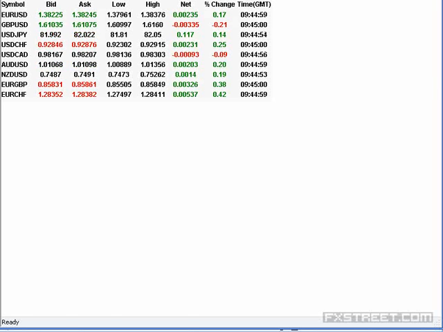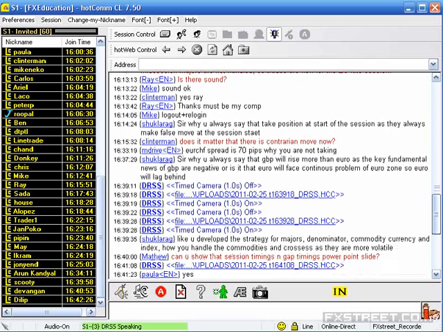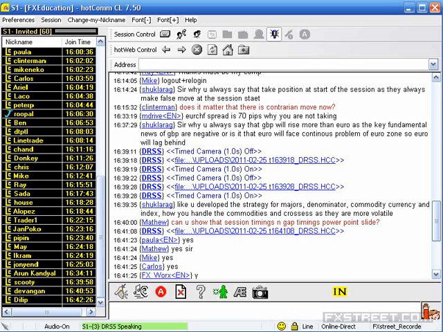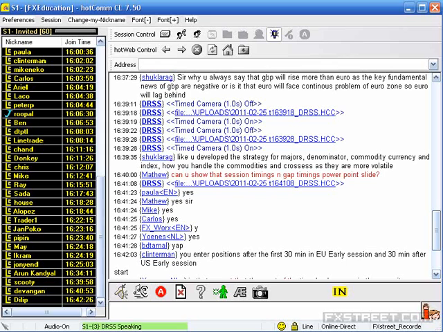Then Shukla, you developed a strategy for majors, denominator, and commodity currency index. How do you handle the commodities and crosses? Probably I'll take another webinar and explain how to handle the crosses, how to trade in crosses, because many people are more interested in crosses, but they are very volatile. We have to understand that. If you are willing to accept such risk, then I am willing to take another webinar on how to trade crosses, probably European crosses and Japanese crosses separately. Can you show the session time? Yeah, I'll do that.